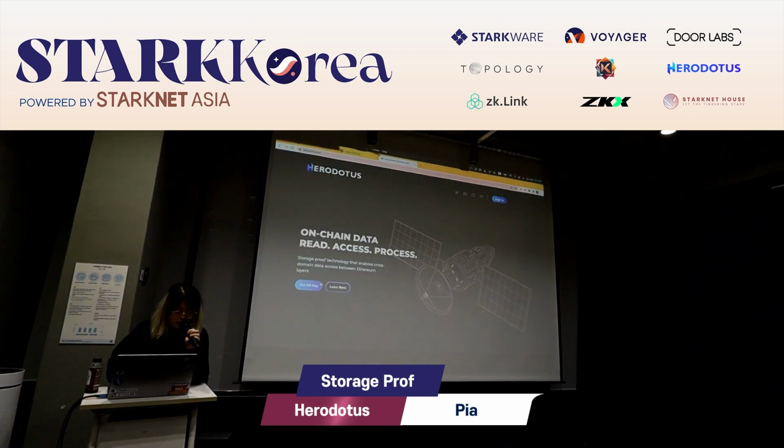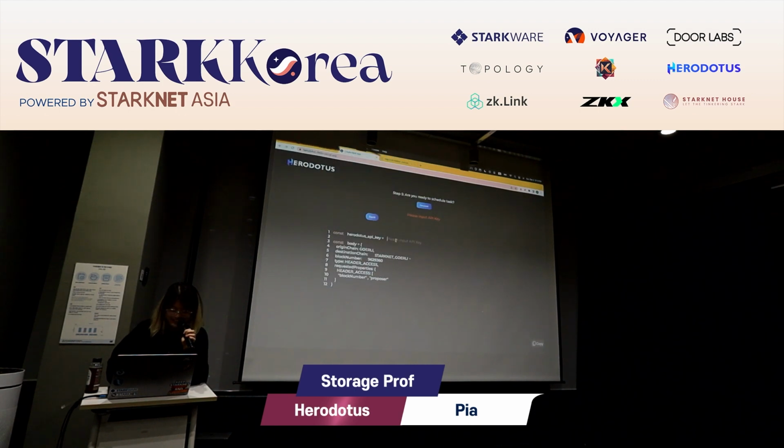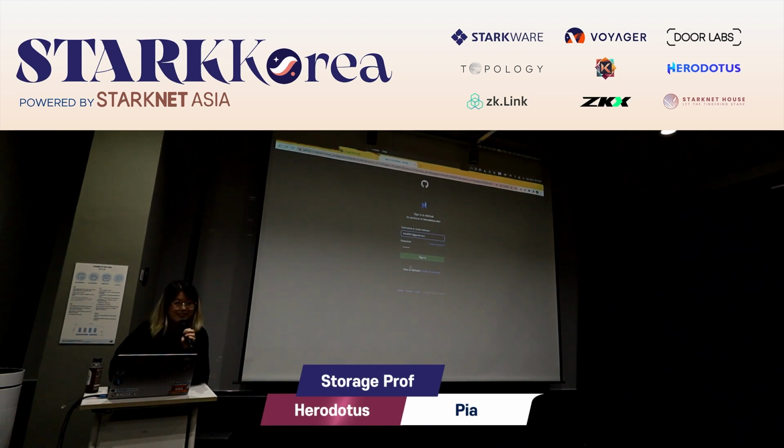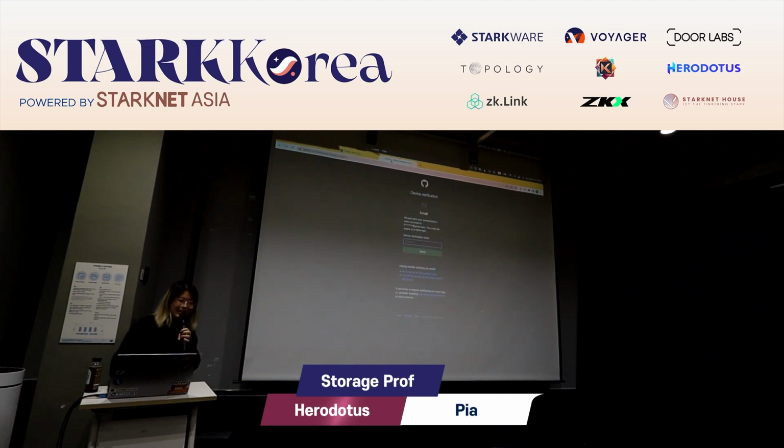You can get the API key through GitHub. I don't think this is my laptop, but I think Gil will be able to. Never mind. So you sign up with GitHub, then you get the Herodotus API key, copy and paste it into the Herodotus API key field, and then you send it.